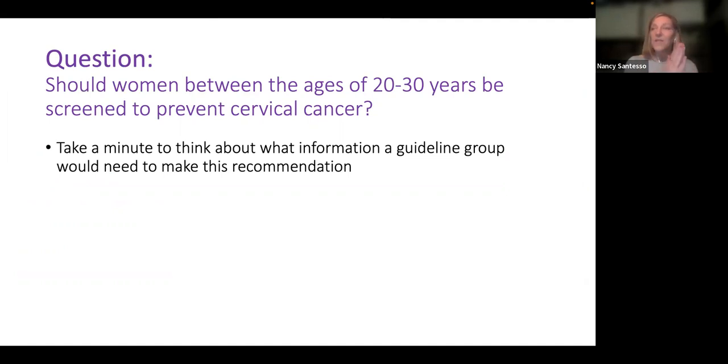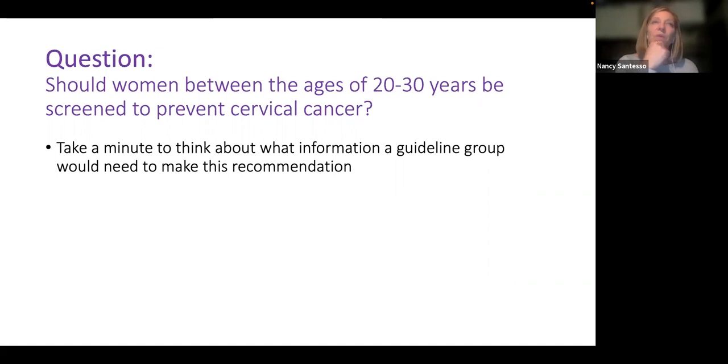So say, for example, our scope was around preventing cervical cancer. We've decided that a top priority question is, should women between the ages of 20 and 30 years be screened to prevent cervical cancer? So we want to know about when we should start screening women in order to prevent cervical cancer. So that's our question.